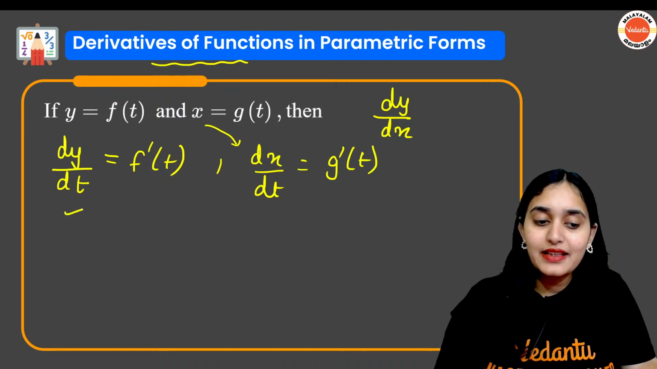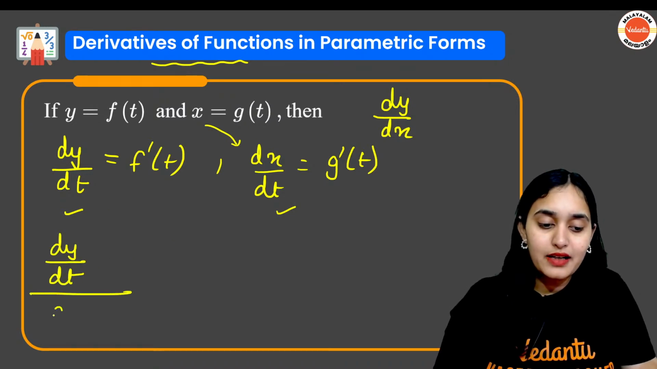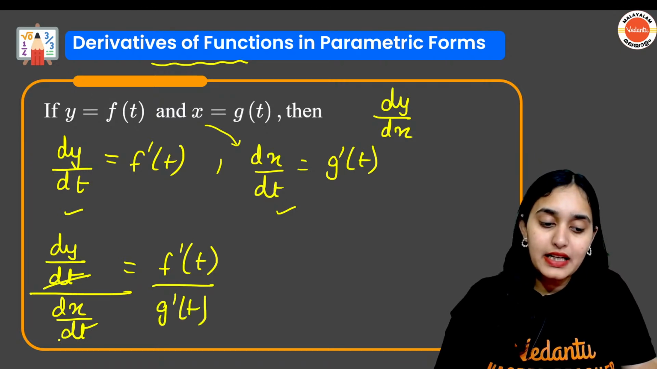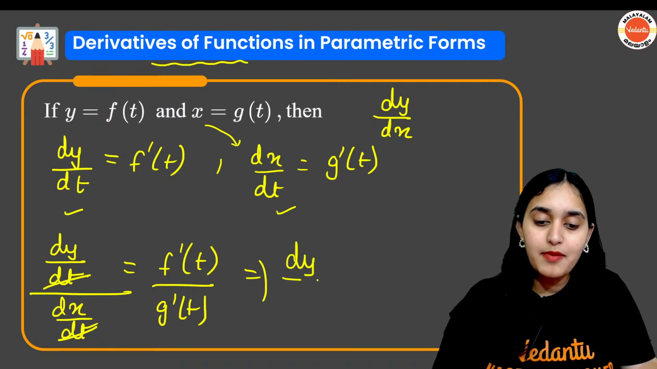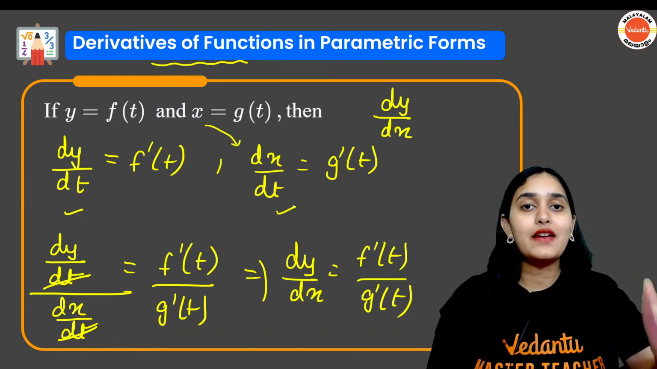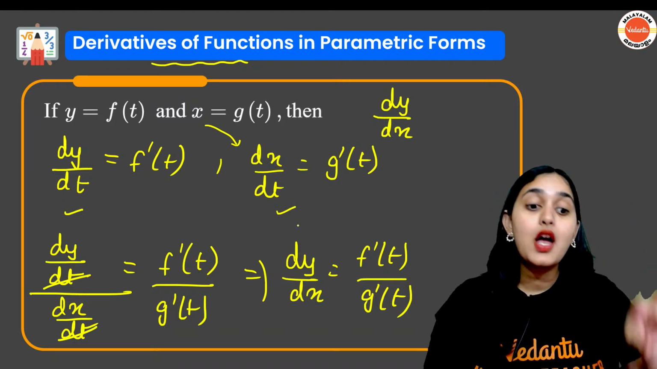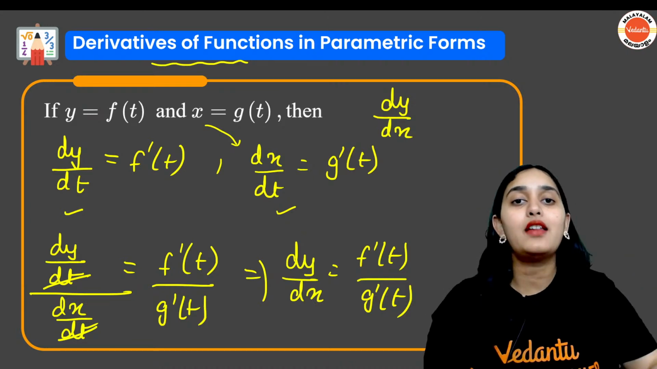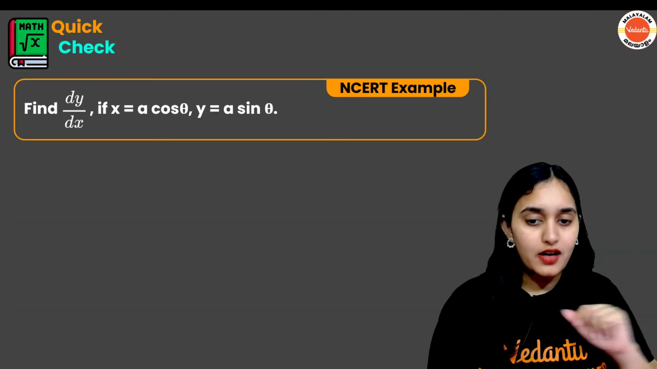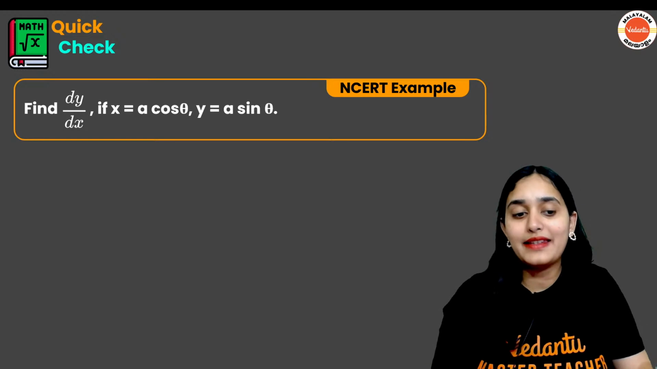Now just divide this by this. So dy by dt is divided by dx by dt. So we will basically get f dash of t upon g dash of t. Now dt dt cancel. This implies that dy by dx is nothing but f dash of t upon g dash of t. So now you understood how we will find out derivative of y function with respect to x function when both are written in terms of some other variable. Let it be t, theta, anything. Okay, got it? Alright, let's do one quick question from NCERT.